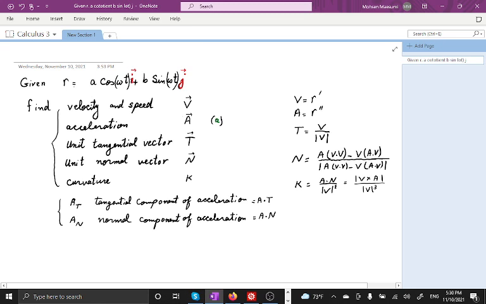Our particle is moving according to this formula, so we have a cosine of omega t in direction of i plus b sine of omega t direction j. I'm going to use capital A for acceleration so it doesn't get confused with this dimension a over there. And you remember that we have these basic formulas here for velocity, acceleration, tangential vector, normal vector. And this is covered in one of the lectures. And we have several formulas for the curvature. You can use any of them. I'm going to probably use the very first one.